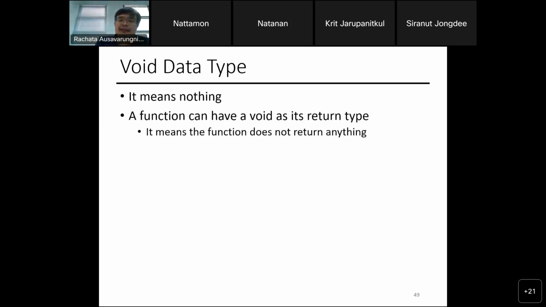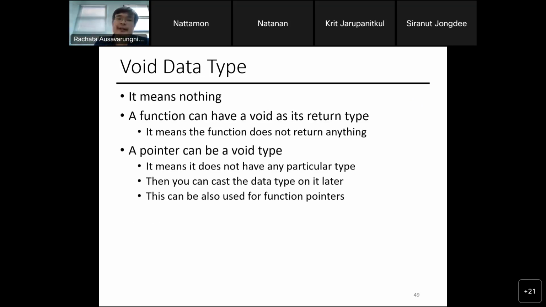A function can have void, for example, as a return type. Void means nothing. Void as the data type means that there's no type associated with it. It means that the function doesn't return anything. A pointer can also be a void type. It means that it doesn't have any particular type yet. It points to an address, but I don't know what the data type for that address is. Then you can cast the type later. This can also be used for function pointers as well.